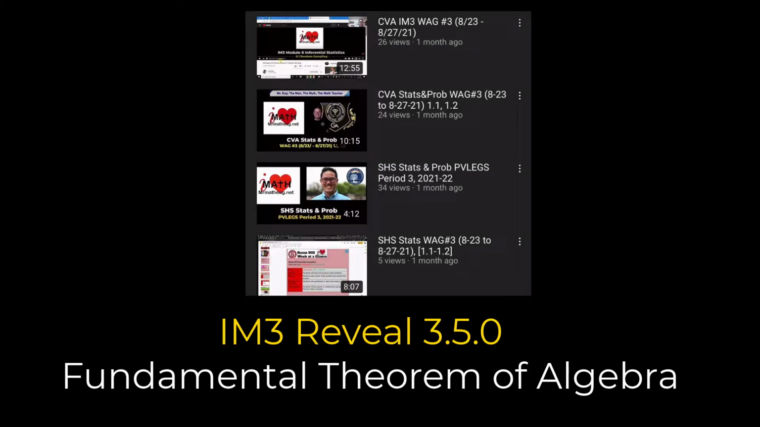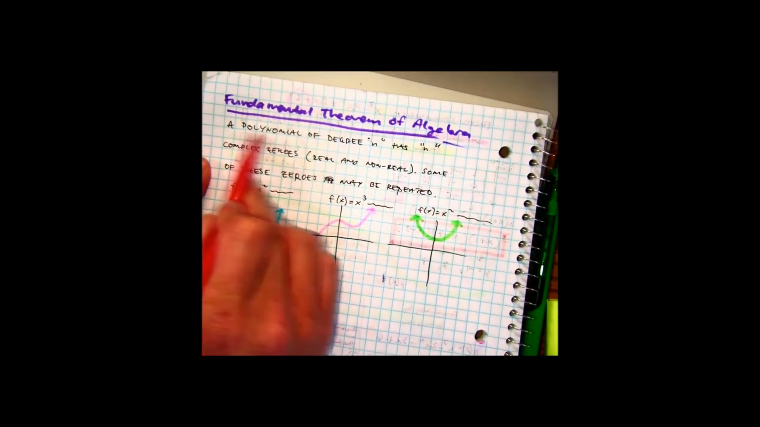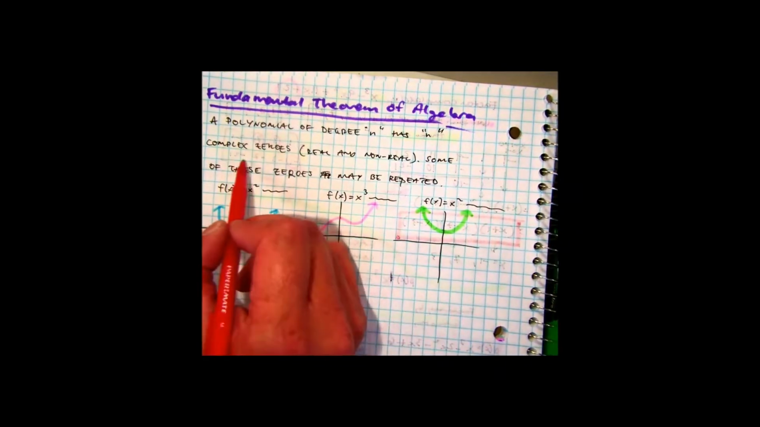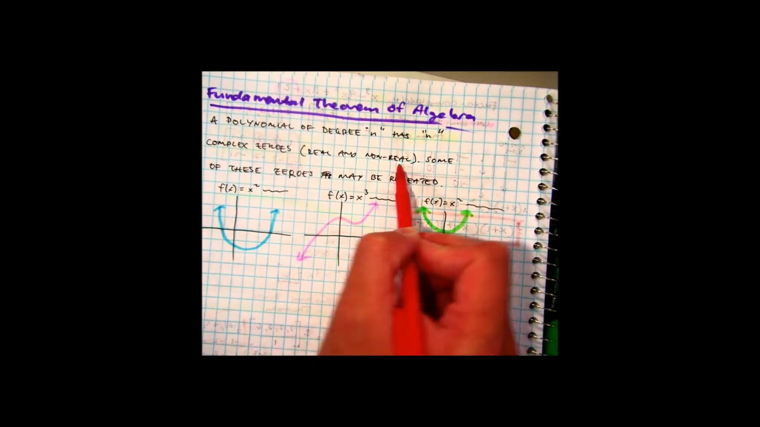Alright, so the fundamental theorem of algebra, formal definition: a polynomial of degree n has n complex zeros, both real and non-real. Some of these zeros may be repeated. So let me give you some examples.